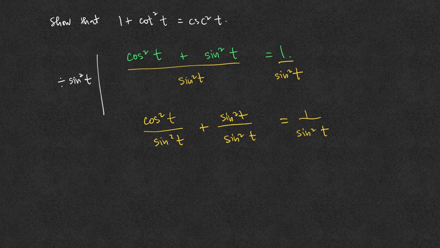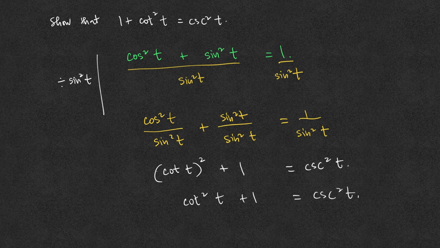But by the definition, cosine over sine is cotangent. We still need to square it. Sine squared over sine squared is 1, and 1 over sine squared, by the definition, is cosecant squared of t. Cotangent of t times cotangent of t is cotangent squared of t, so cotangent squared of t plus 1 equals cosecant squared of t. And this establishes the identity. This is what we needed to show.